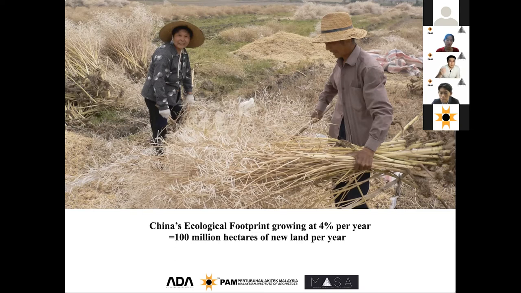What does it mean? 20 years ago, in Beijing, most of the people were on bicycles. And now if you go to Beijing, most of them are taking trams or high-speed rail, driving big cars, sports cars. In the old days, maybe they just ate normal food, rice, but now they want to eat a lot of meat or steak because the lifestyle is evolving. So every year, they need 100 million hectares of new land to support their lifestyle.